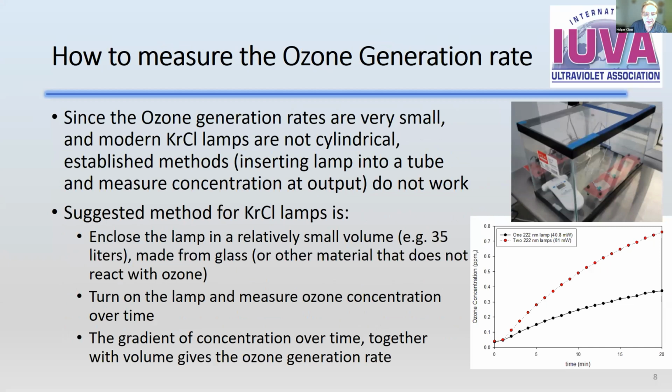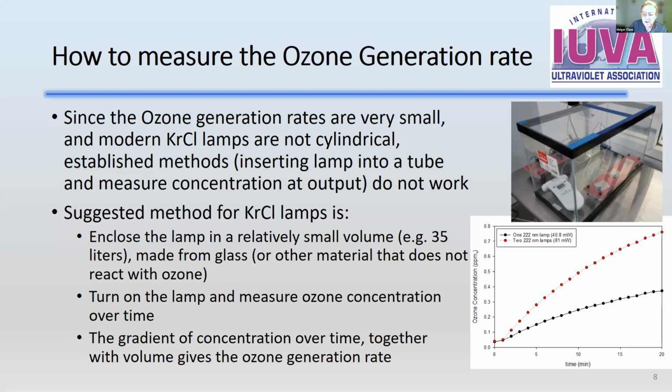Nonetheless, it is a good way to at least make some estimates for the expected concentration in rooms. Now, how do you measure the ozone generation rate? For really strong ozone generating lamps like mercury lamps or xenon excimer lamps, they are typically put into a tube. You flush some air or oxygen over it and measure the ozone concentration at the output. Now, these krypton chloride lamps, at least the modern ones, are not necessarily tubes, and they are also creating such a small amount of ozone that it becomes very challenging.